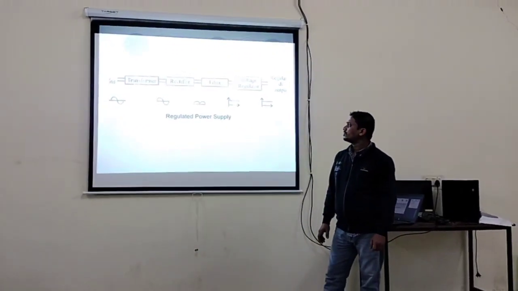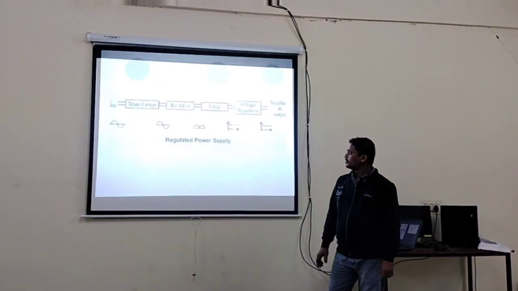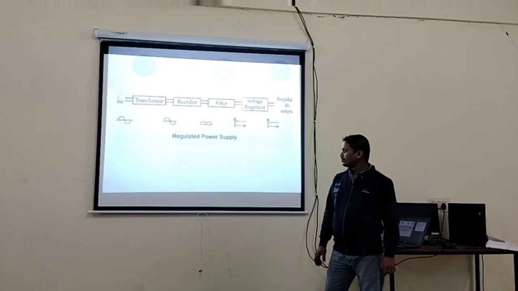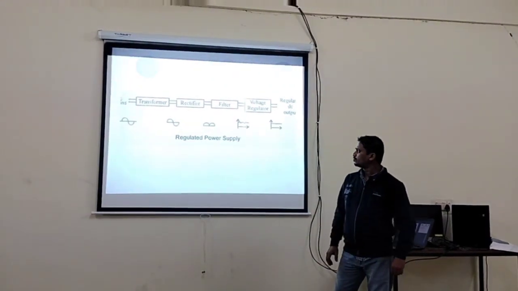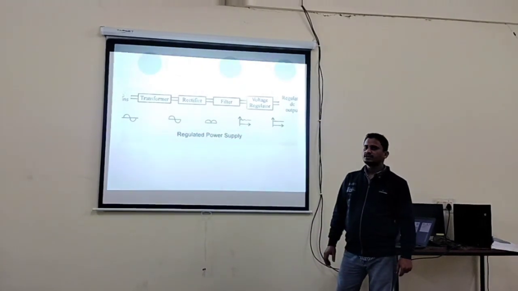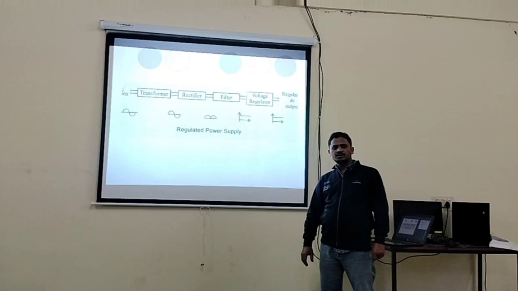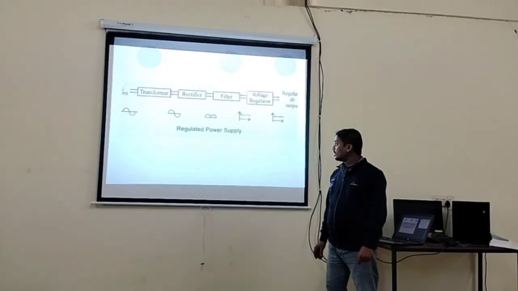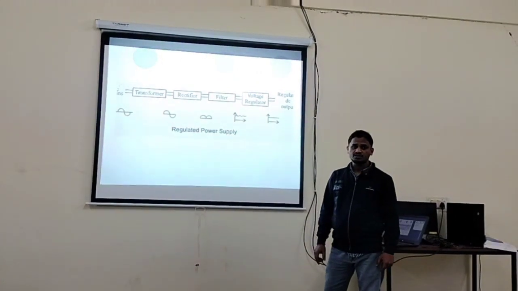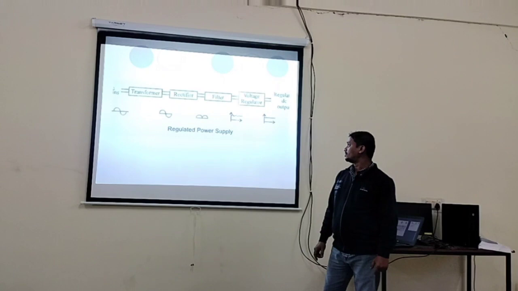Next, the signal is given to the rectifier circuit. The rectifier converts AC to DC. Then filter circuit. What is the function of filter? In the rectifier, conversion of AC to DC, that DC is unregulated DC. The filter circuit converts that unregulated DC to pure DC.